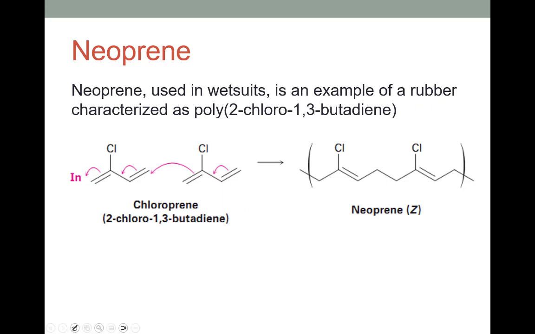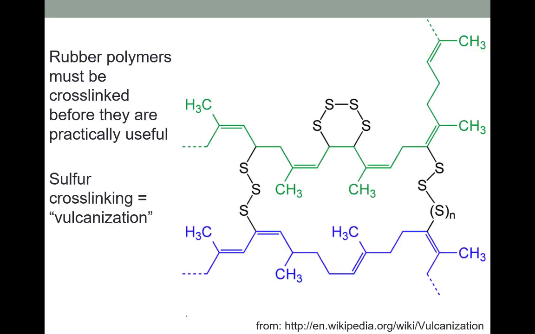Polymers like this form long chains pretty easily based on the flow of electrons, as we've just described, from molecule to molecule. But they're not particularly useful unless they are cross-linked to one another. So there's a process that you may hear about, and I just lifted this image from Wikipedia, called vulcanization.